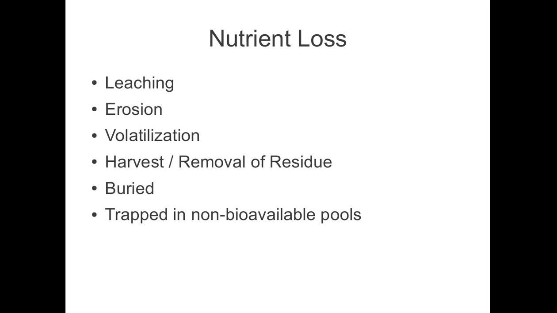And also, remember, harvest and removal of residues. So if we have a cornfield and we harvest the corn, then the nitrogen and phosphorus that were used in order to grow that corn are now no longer in the field. They've gone out to someone's table somewhere or out to a feedlot. Could be hundreds and hundreds of miles away.